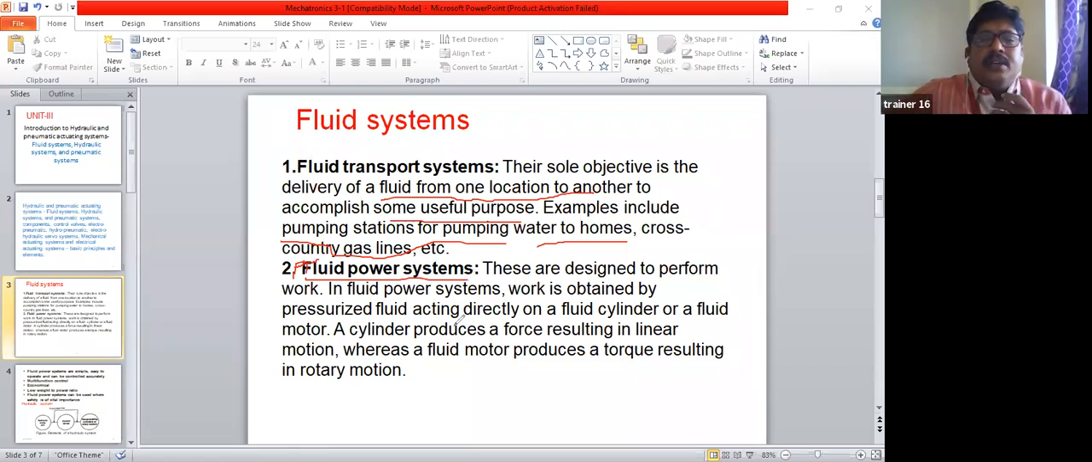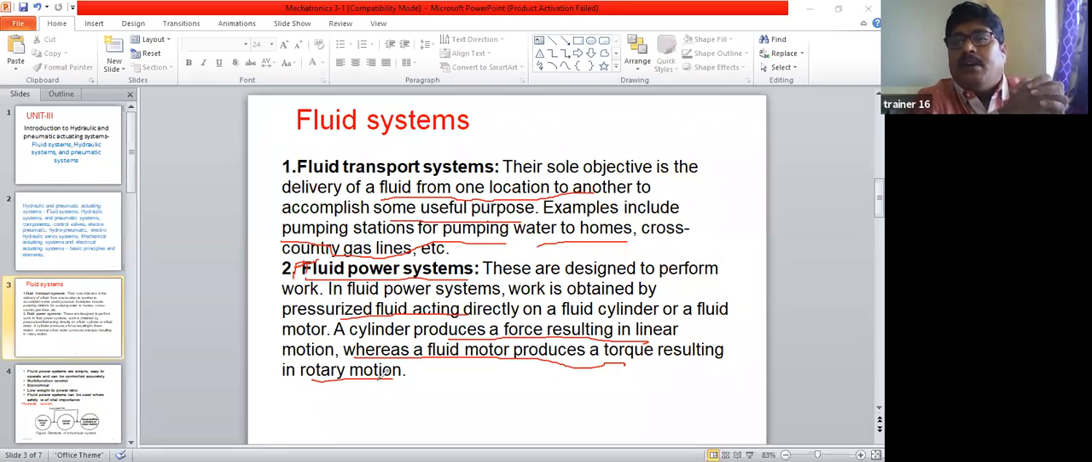In the fluid power system, work is obtained by pressurized fluid acting directly on a fluid cylinder or a fluid motor. A cylinder produces a force resulting in linear motion, whereas a fluid motor produces a torque resulting in rotary motion.